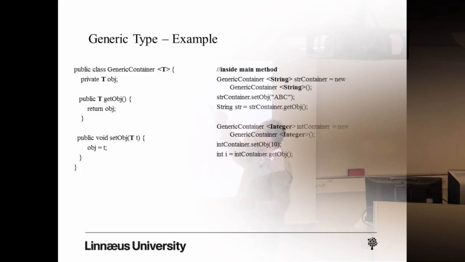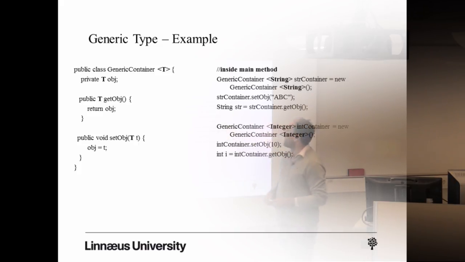If you want to use it for the String class, you can specify String, and in that case, this T will be replaced by the String type. So if you use String here, all the T occurrences in the code will be replaced by the type argument that you provide at the time of instantiation of that type.